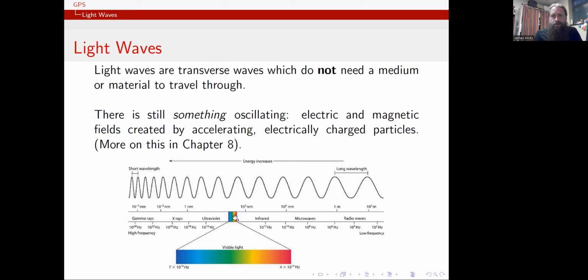Visible light's kind of in the middle. Really long wavelengths are radio waves. Those can be over a kilometer long. So really long waves have a really small frequency. So big waves are low frequency, short waves are higher frequency.